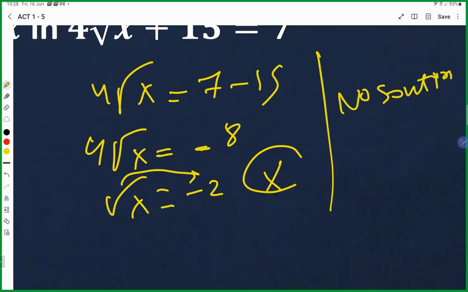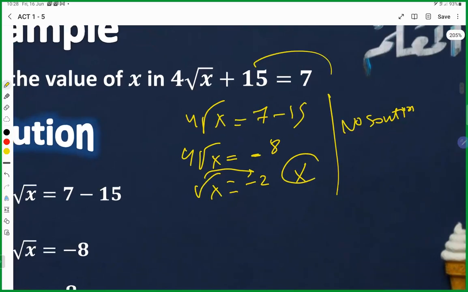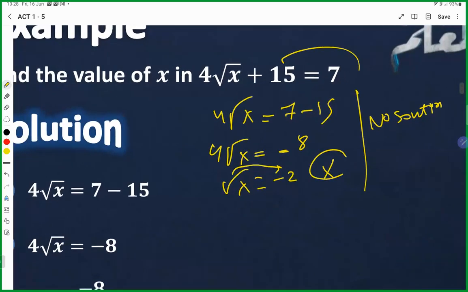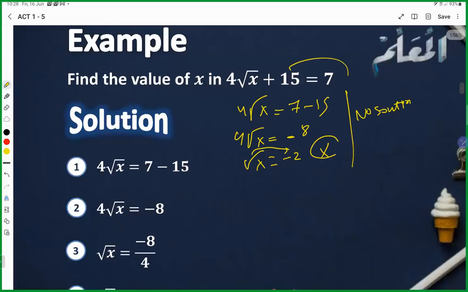Mr., how do I know in the exam? The calculator will tell me that it's a math error. Okay? It will not solve it. So you need to use your hand to understand the reason why the calculator gives you a math error.